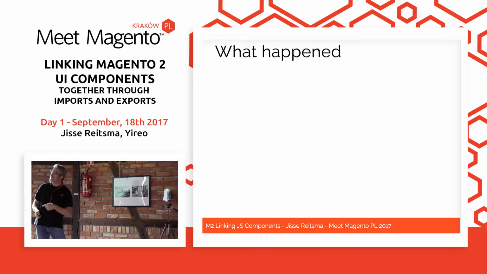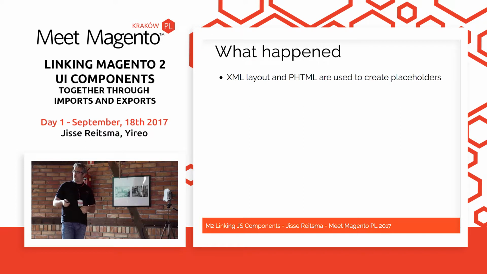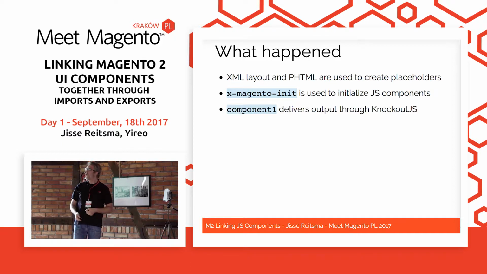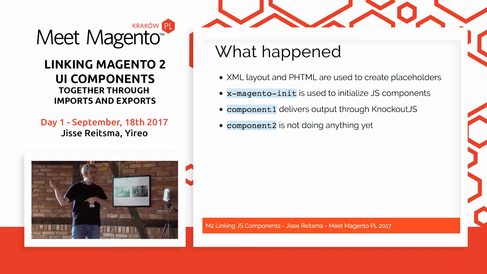But before we get there, first a little bit of the architecture involved. We have the XML layout, the PHTML creating the placeholders, then this x-magento-init structure is used to actually initialize all of the JavaScript components. Component 1 is now delivering output, so that's like the proof of concept, and component 2 is not doing anything yet. So let's make sure that component 2 is now doing something.